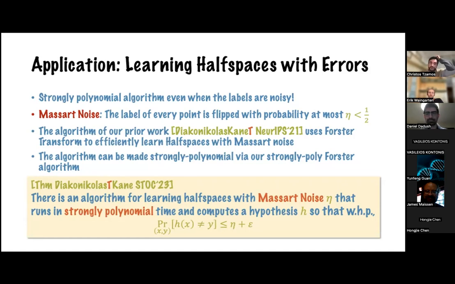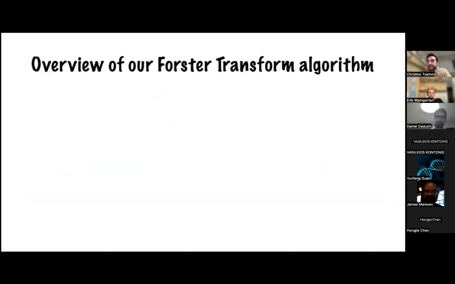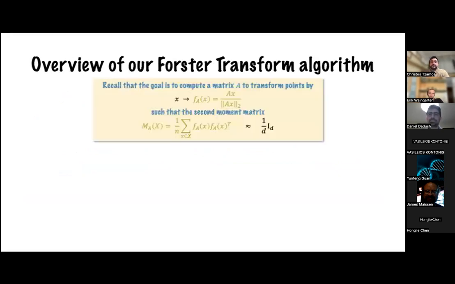Yeah. So let me proceed to how our Forster transform algorithm works. And first, let me remind you what the Forster transform aims to do. What we want is to take a point X, multiply it by a matrix A, and then rescale it to have unit norm. That's the operation F_A of X. And then we want the second moment matrix of the transformed points F_A of X to be approximately 1 over d times the identity.